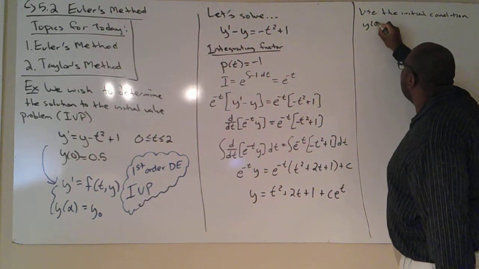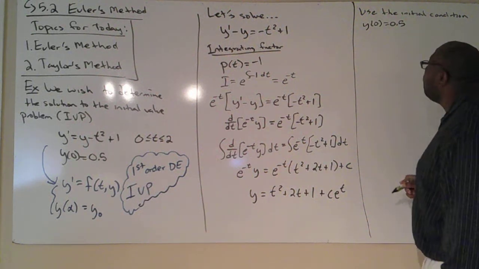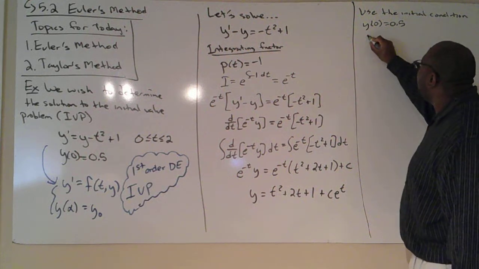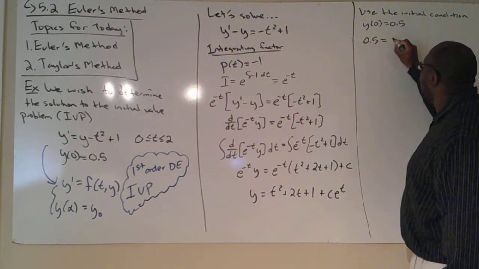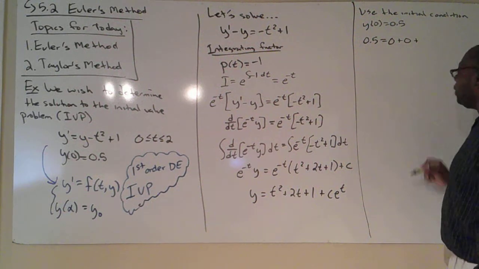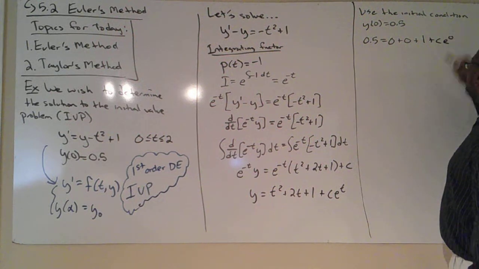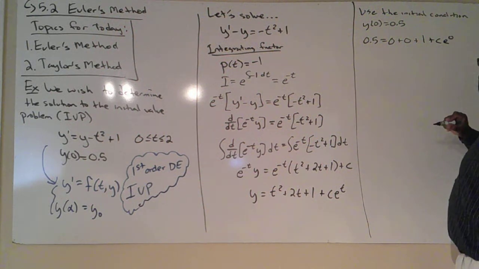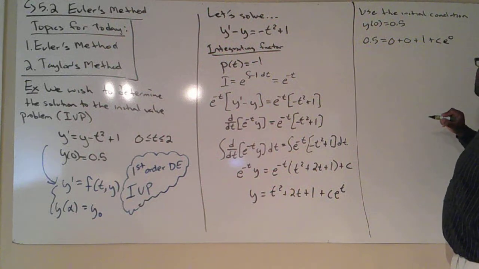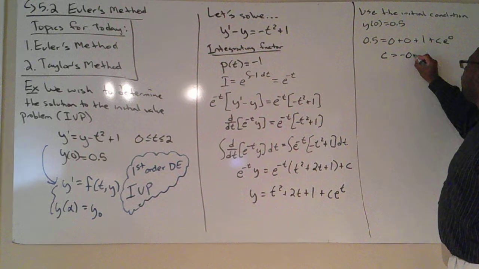y of 0 is equal to 0.5. So wherever I see a t, I replace it with 0. Wherever I see a y, I replace it with 0.5. So 0 squared plus 2 times 0 plus 1 plus c e to the 0. Well, that's some hard math, right? That's what's at negative 0.5, I think. So c is equal to negative 0.5.